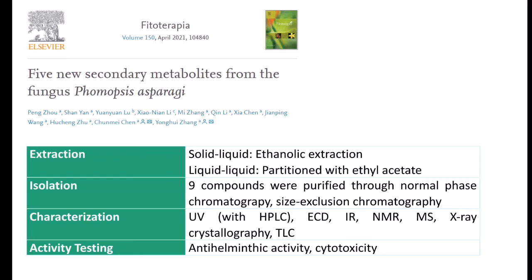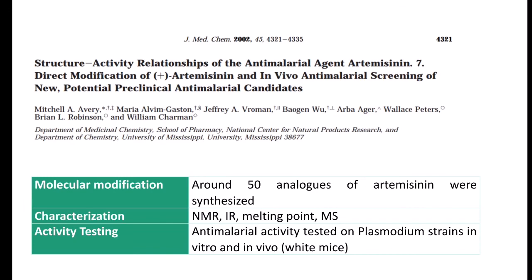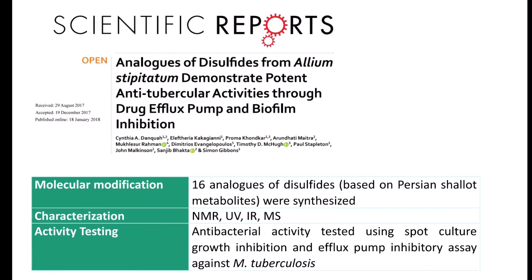access that as well. And here, for the molecular modification, 50 analogs, and they were able to characterize the analogs using NMR, IR, melting point, and mass spec. And for this one, 16 analogs of disulfides, they characterized it using NMR, UV, IR, and mass spec. So there are a lot more NatProd research and studies out there. So you have a lot of reading material if you are interested.